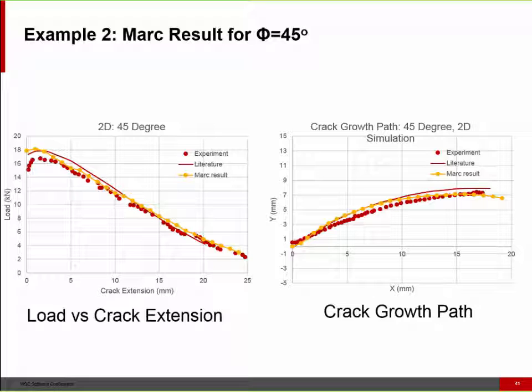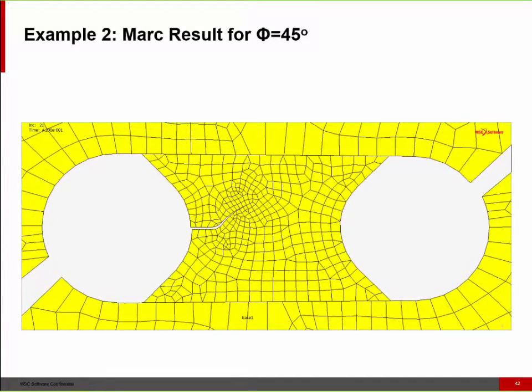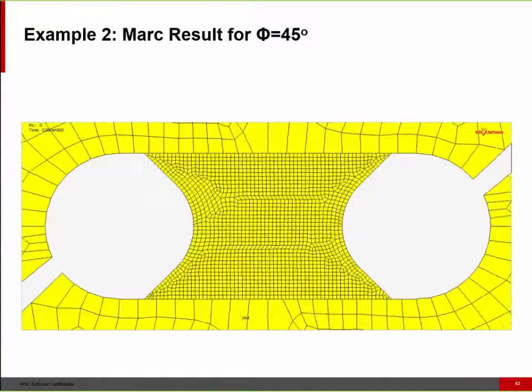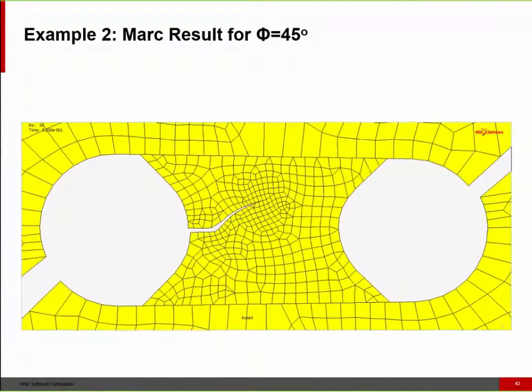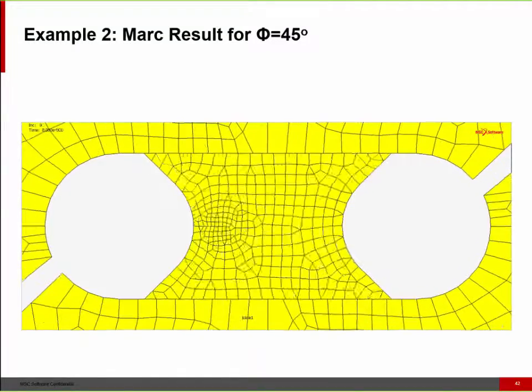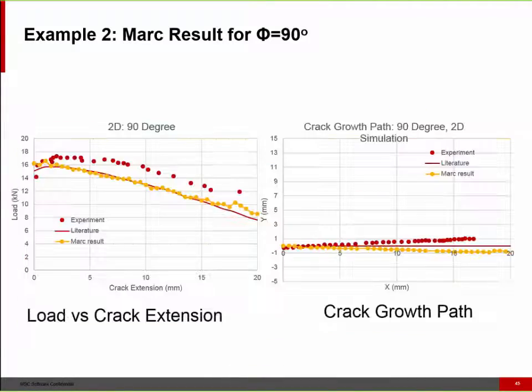This slide shows the results for phi equal to 45 degrees, which is a mixed mode 1 and mode 2 case. Again, the simulation results match the test data pretty well. And this animation shows the corresponding crack growth path. And this slide shows the results for phi equal to 90 degrees, which is a pure mode 2 problem.